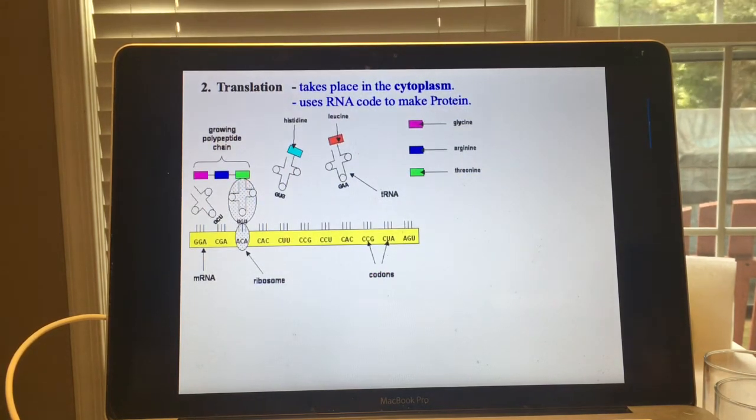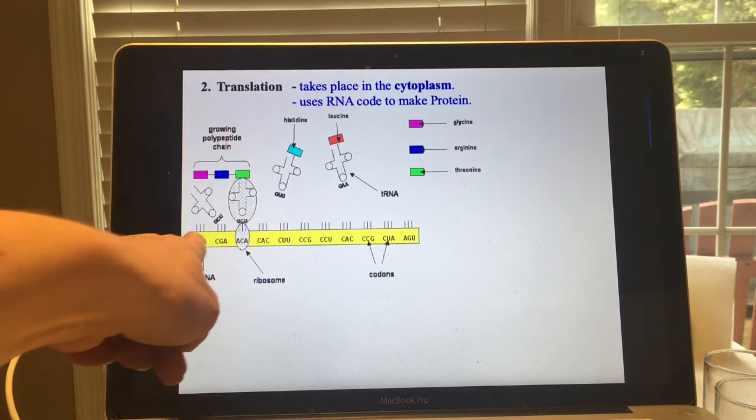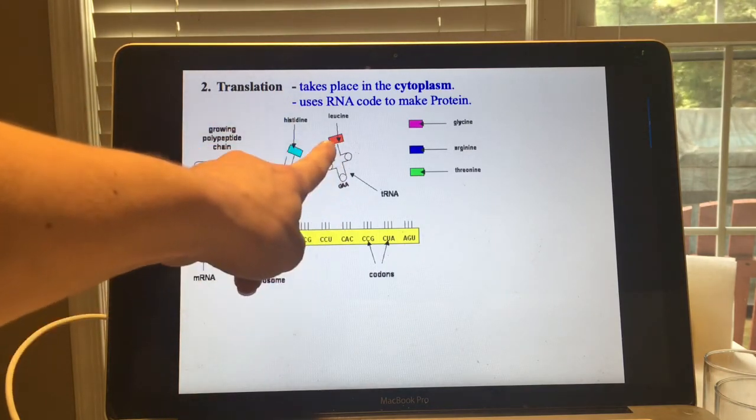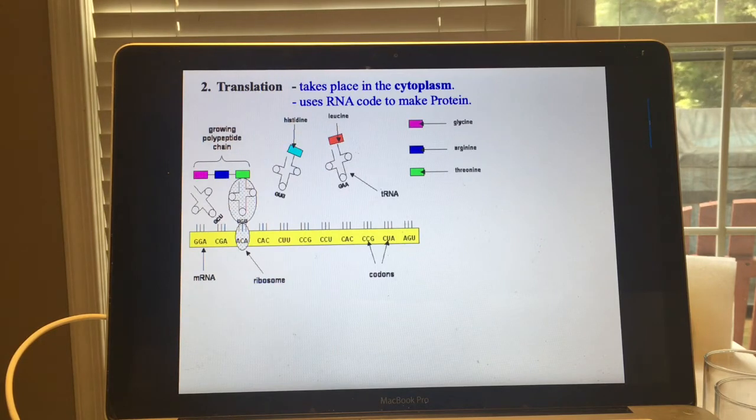Okay, so the second half of protein synthesis is called translation. And it takes place in the cytoplasm. So the mRNA has to exit the nucleus. And when it does, it finds the ribosome. Now in this picture, the yellow strand right along here, that's messenger RNA. The little cloverleaf shaped molecules are tRNA, or transfer RNA. And on one end, they have 3 nitrogen bases right here. And on the other end, they have amino acids.